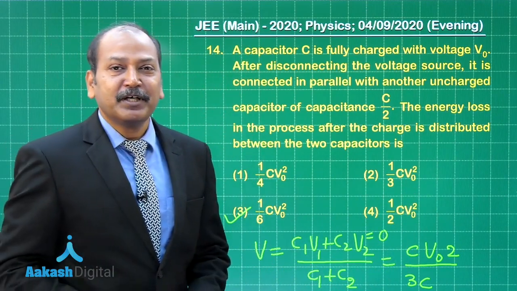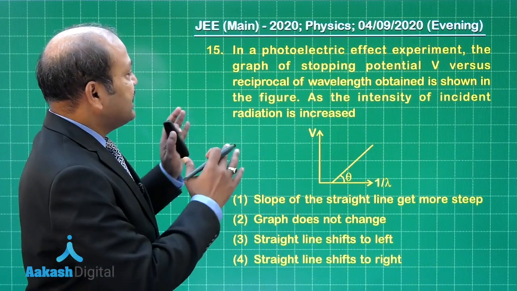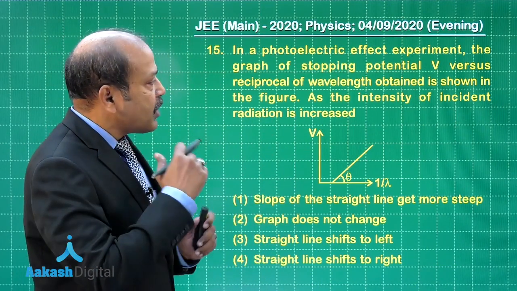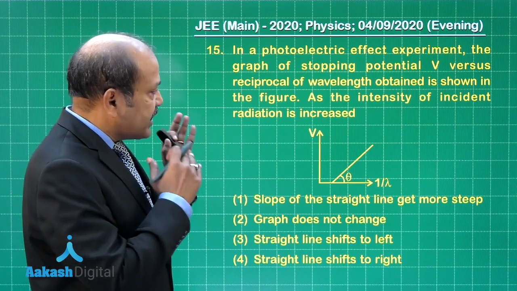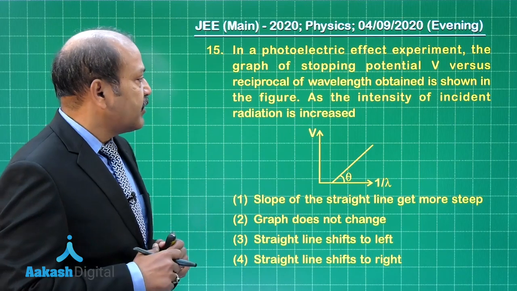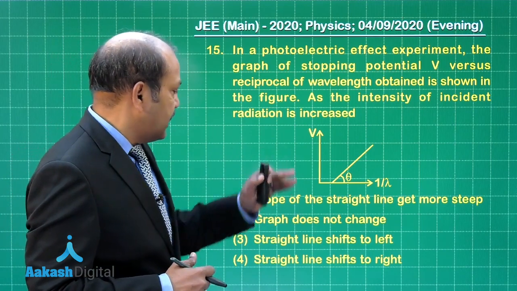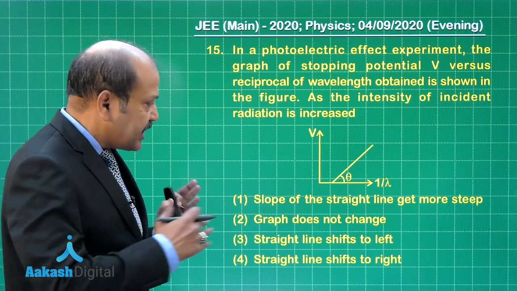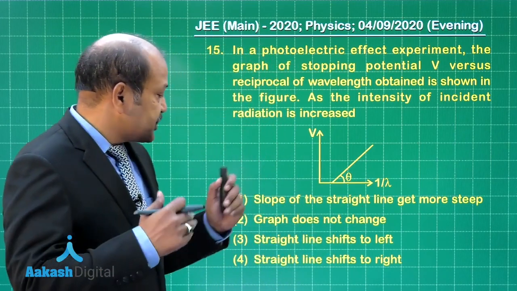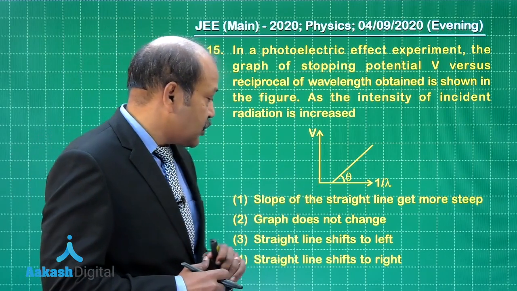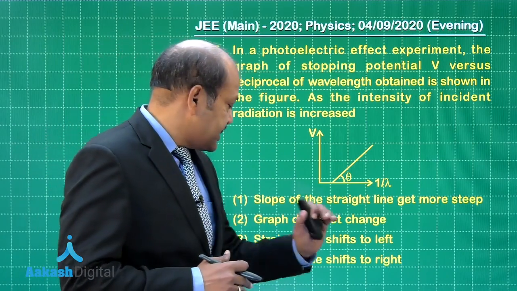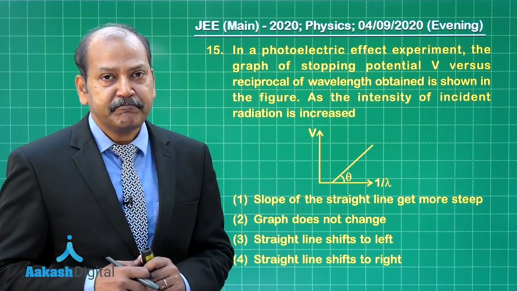Let us go to question number 15 now. And question 15 says, in a photoelectric effect experiment, the graph of stopping potential V versus reciprocal of wavelength obtained is shown in the figure. As the intensity of incident radiation is increased, the four options are there. Let us read out the options. The first one says slope of the straight line gets more steep. Second option says graph does not change. Third option says straight line shifts to left, and the fourth option says straight line shifts to right.